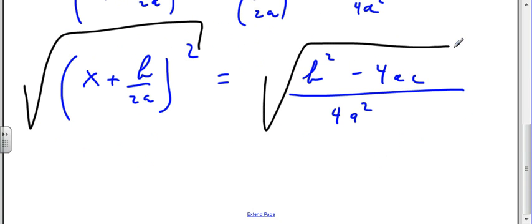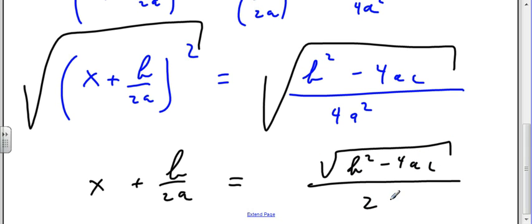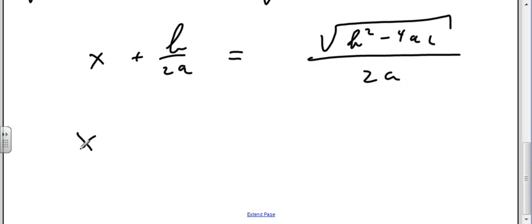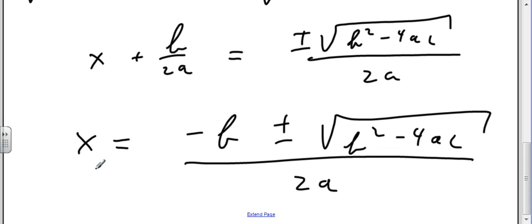Then I can take the square root of both of those guys. x plus b over 2a is equal to the square root of b squared minus 4ac over 2a, and then I can have x is equal to minus b plus or minus, because that's really a plus or minus when I take the square root, of b squared minus 4ac, divided by 2a. And then we call that the quadratic formula.